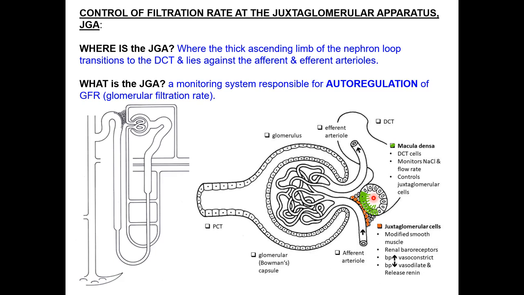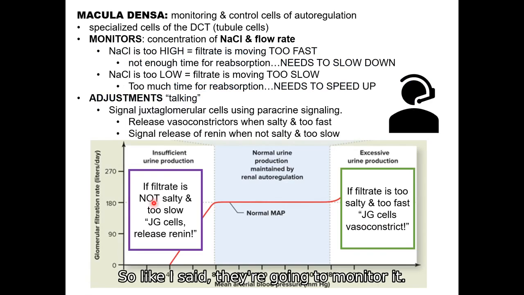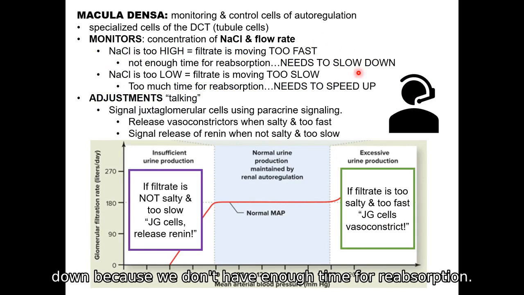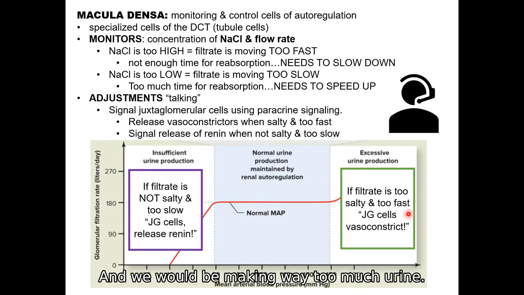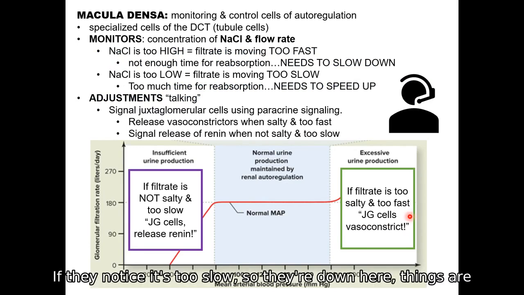So those two are monitoring, are we meeting our glomerular filtration rate? Like I said, they're going to monitor it. If sodium is too high, that means the filtrate is moving too fast and things need to slow down because we don't have enough time for reabsorption. And we would be making way too much urine. We'd be losing too much stuff. So they go, okay, vasoconstrict. They can talk to the afferent arteriole because they constrict. We've got to slow down.